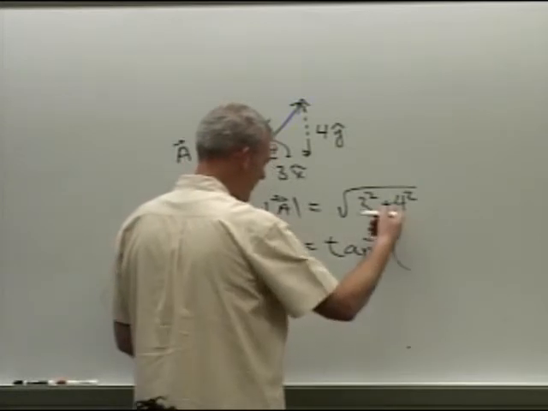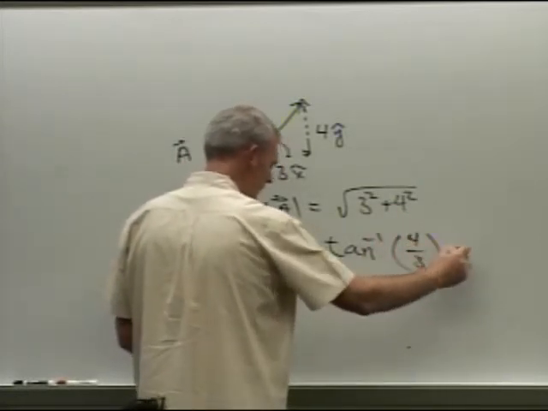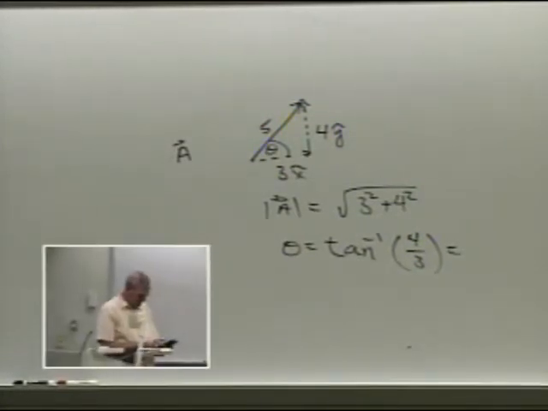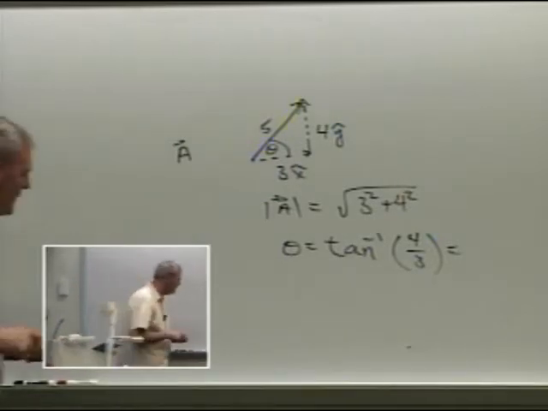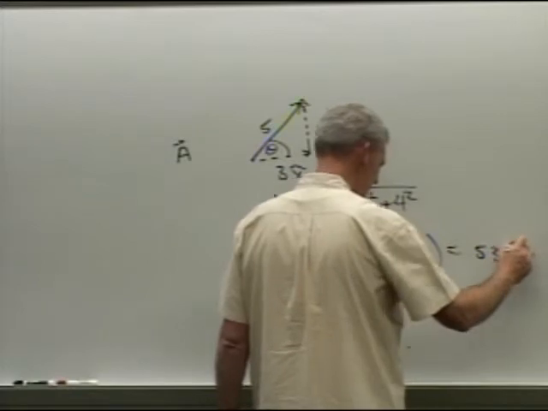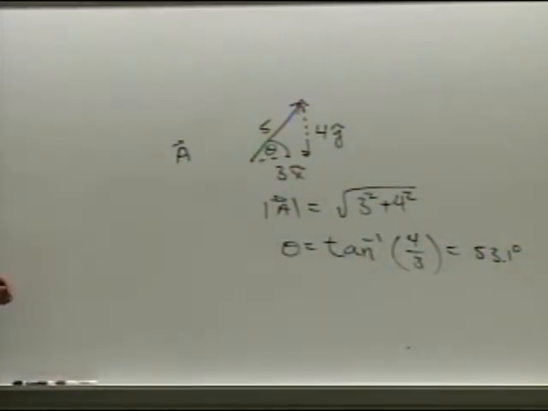But anyway, this is the y component divided by the x component, and we wind up with the inverse tangent of 4 divided by 3, which should be about 53 degrees. Yep, it's 53.1 degrees at 3 sig figs. Okay? So that's the angle.